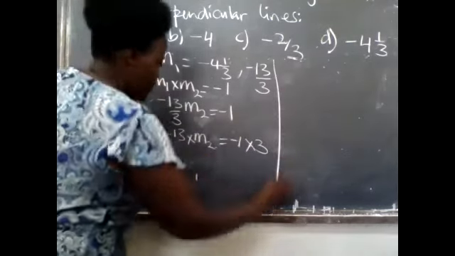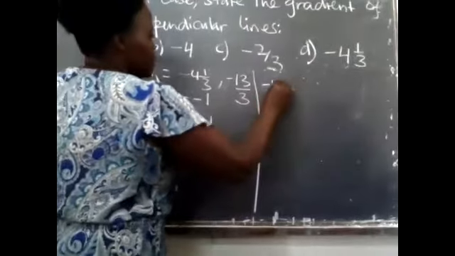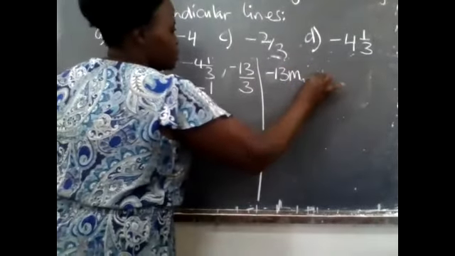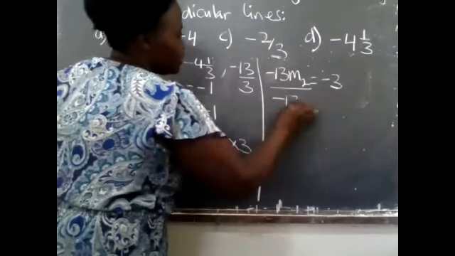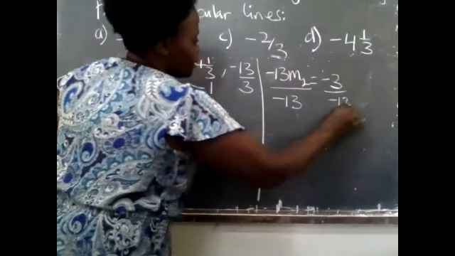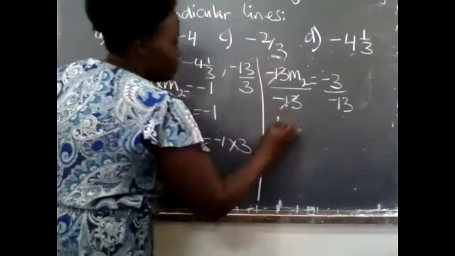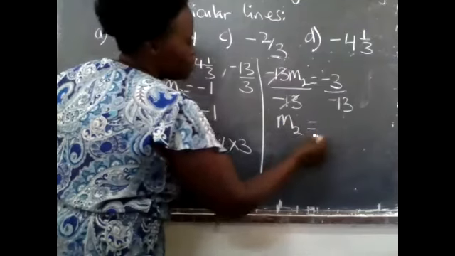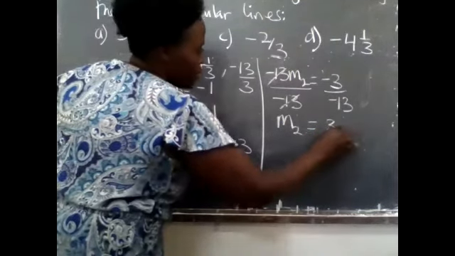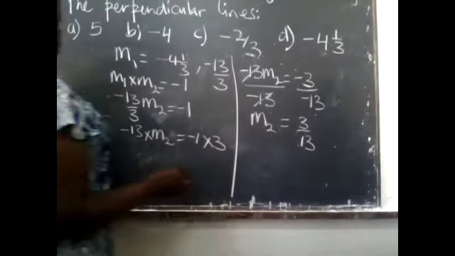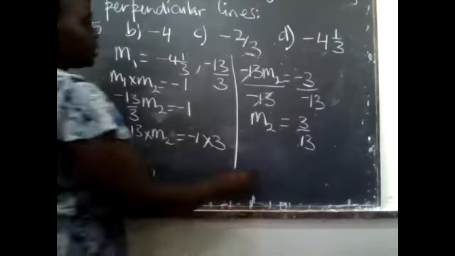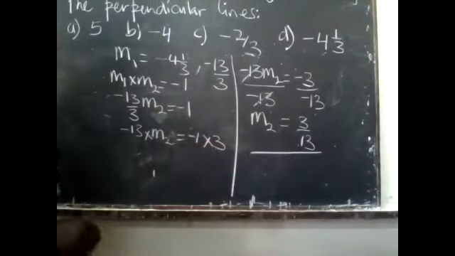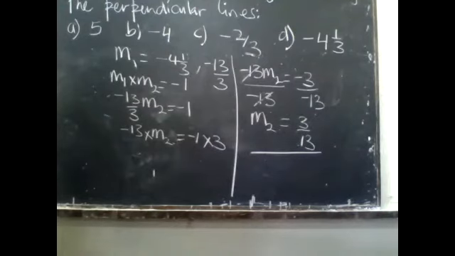So we shall have -13 M2 is equal to -3. Then we divide by -13 on both sides, so this will cancel. We shall have M2 is equal to 3 out of 13. So those who got 3 out of 11 and 3 out of 8, I hope you've seen where you made the mistake. So the gradient of that perpendicular line is 3 out of 13.